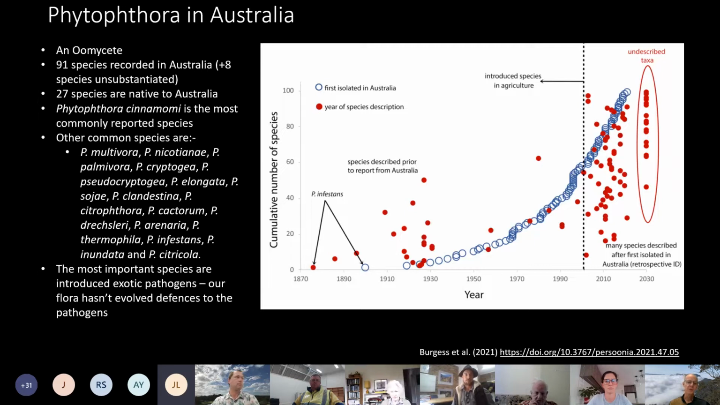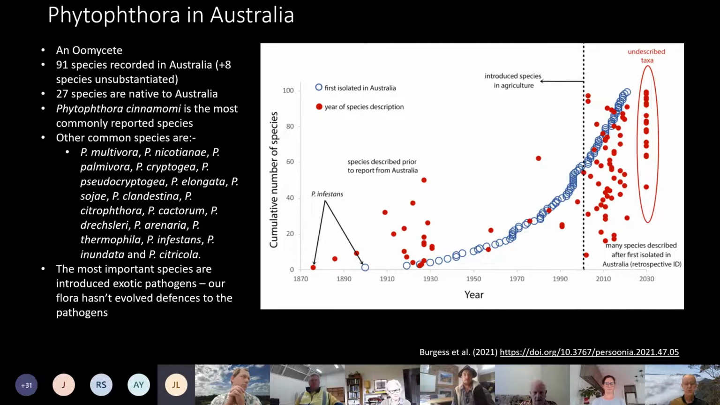In Australia, and I'll focus here on this because it's perhaps a little easier to work with, there's a fabulous new paper that just came out at the end of last year, headed up by Trina Burgess, with a number of collections and gardens people involved, looking at the number of Phytophthora species in Australia. So 91 species are recorded in Australia, plus a few unsubstantiated. We've documented now that there are 27 native species. Cinnamomi, the poorly named cinnamon fungus, is the most important, but there are a number of other species that are important pathogens and can cause problems in a range of different species, some of which we don't know.